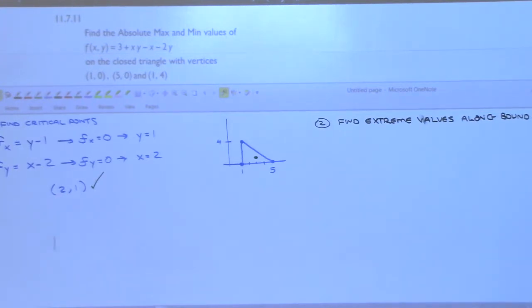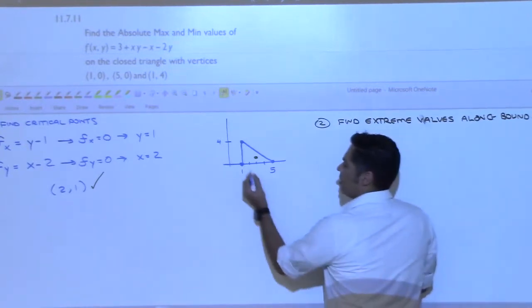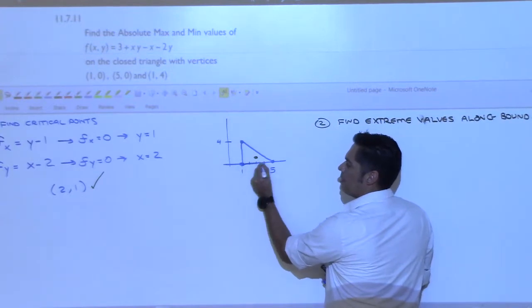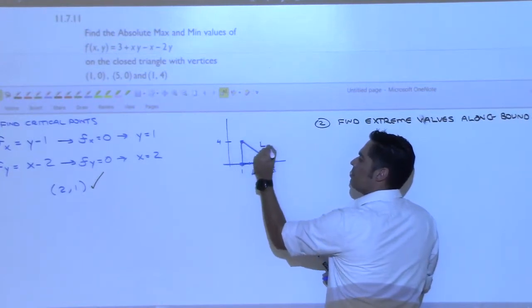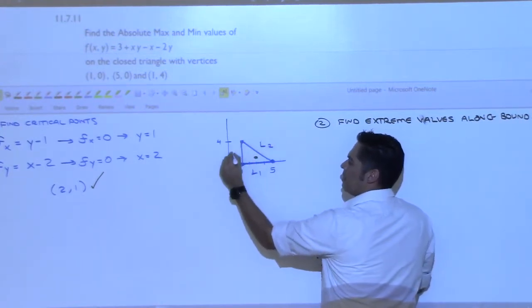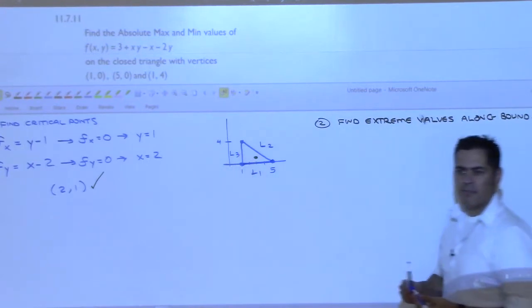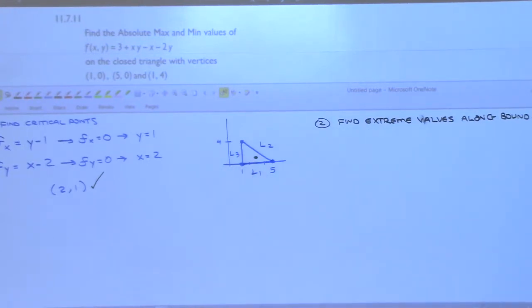All right, but our boundary is a triangle, so it has 3 different sides, and so we have to move along each side. That's the easiest way to get around our boundary. So I'd like to now take a look at our boundary, and let's label it. I'm going to call the line segment going from here to here L1. The line segment going from here to here, L2, and the line segment going from here to here, L3. Does that make sense to you? 3 line segments.